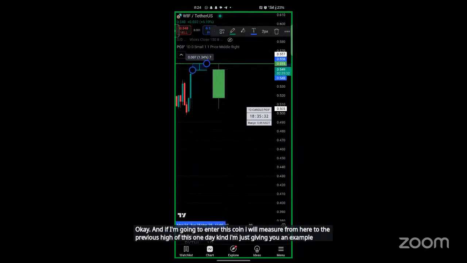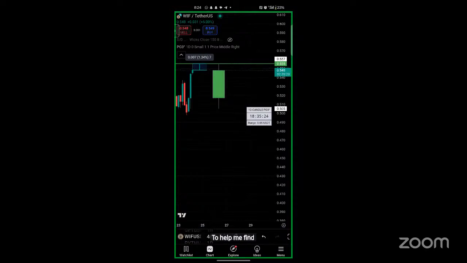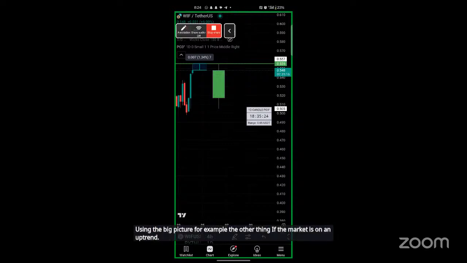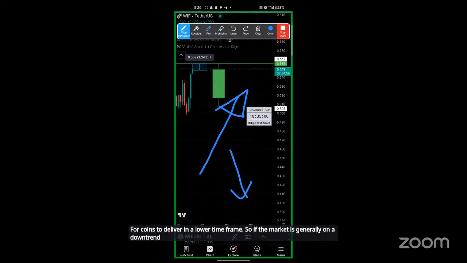And I will go and take a 1.3. I'm using the bigger picture to help me find what is happening in the small picture using the big picture. For example, the other thing, if the market is on an uptrend in a bigger time frame, an uptrend meaning the market is going up. In most cases, there are higher chances for coins to deliver in a lower time frame. So if the market is generally on a downtrend, my chances of winning this coin are very low.